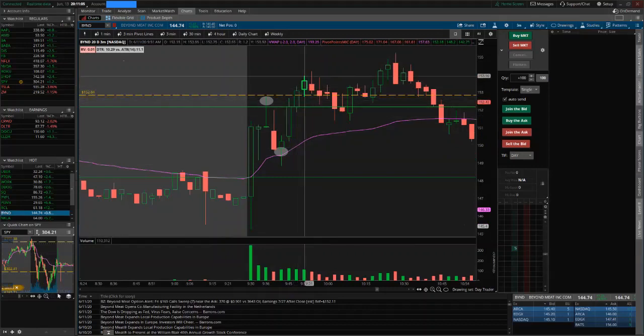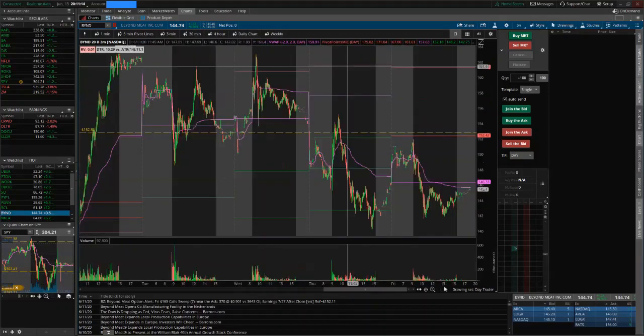And you can see it. If I would have held and tried to hold and hope for it to get lower, I would have ended up getting stopped out. So that's just something to keep in mind.